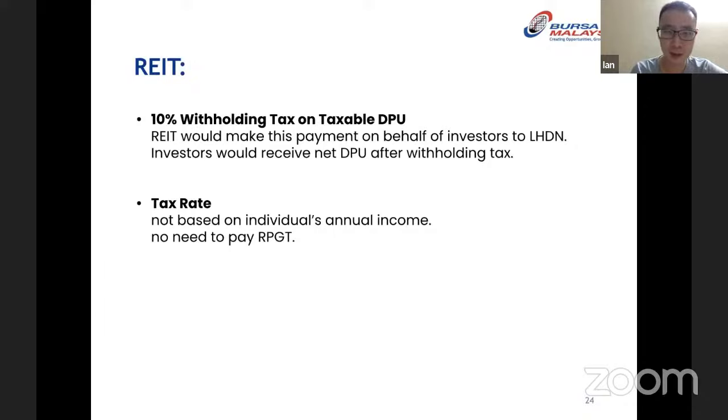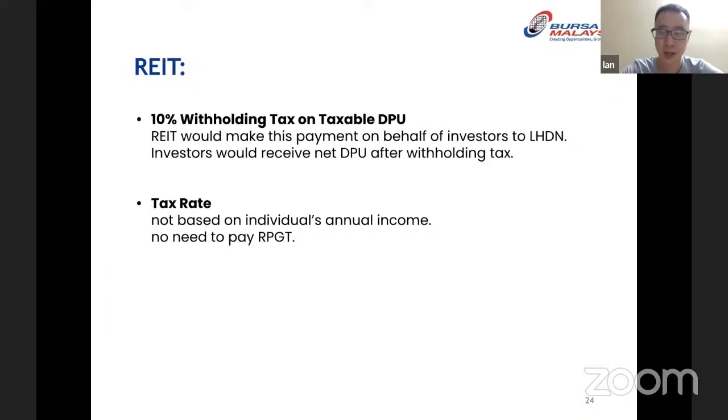And the best part about this withholding tax is that the REIT will make this payment on behalf of us to LHDN. So although a DPU is declared, at the end of the day we will receive the net DPU after the withholding tax is paid. As mentioned on the screen, the tax rate here is a flat rate of 10%, and it is not based on individuals' annual income.